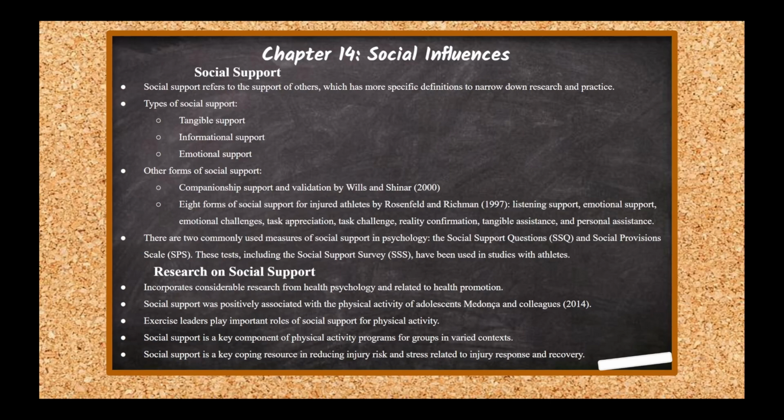Social support has two commonly used measures in psychology: the Social Support Questionnaire, SSQ, and the Social Provisions Scale, SPS. These tests, including the Social Support Survey, or the triple S, have been used in studies with athletes, all three of them. Research on social support incorporates considerable research from health psychology and is related to health promotion.